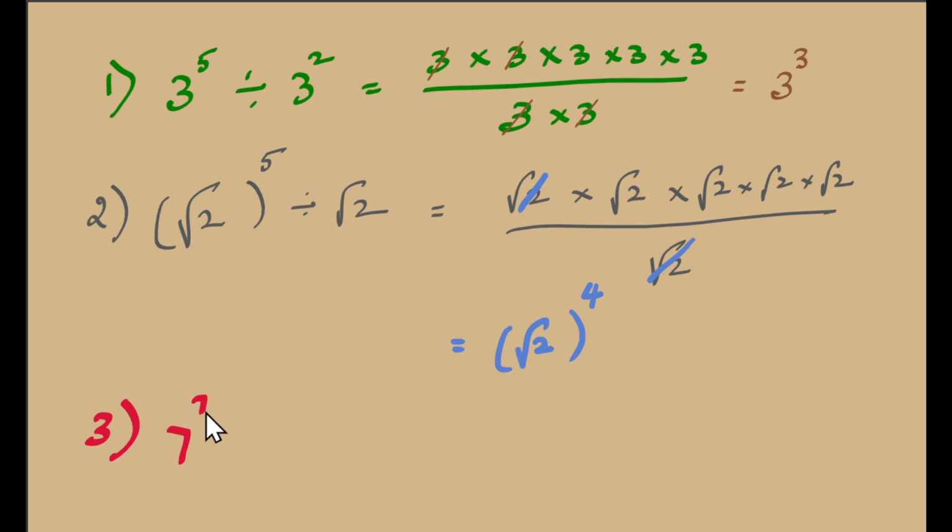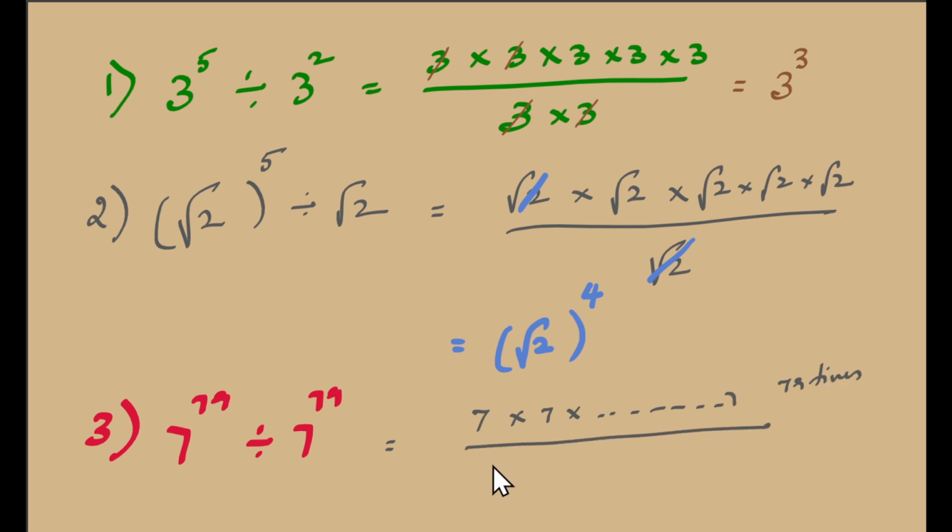7 raised to the power 79 divided by 7 raised to the power 79. So the bases are the same, and the powers also are the same. So what do we have in the numerator? We have 7 multiplied by itself 79 times. So we have 79 times 7, and in the denominator also we have 7 into 7 into 7. This is also 79 times. So it is the same number in both the numerator and the denominator.